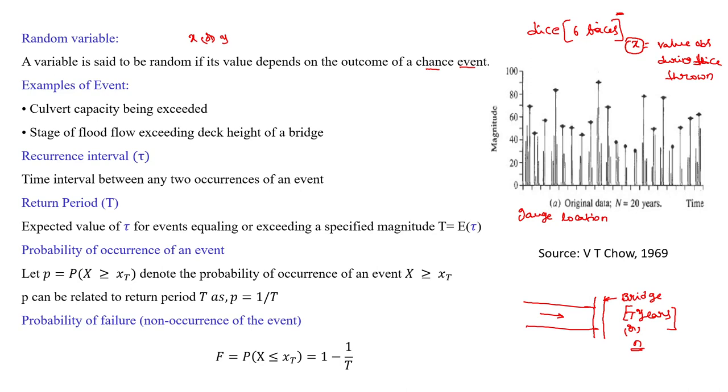Let's discuss our hydrology here. Suppose our purpose is to design a bridge or a culvert which should serve the purpose. It means that the bridge or culvert should not be overflowed or flooded. So what are examples of events? Culvert capacity being exceeded, or stage of flood flow exceeding the deck height. If these two are observed, then we say that an event has happened.